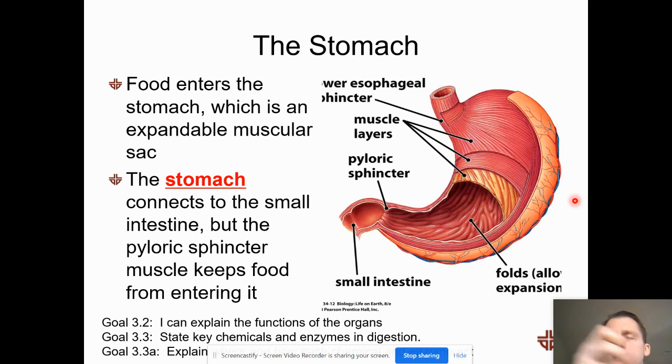The muscles are also used for churning. So when you eat and you feel your abdomen moving a little bit, that is your stomach crushing the food.